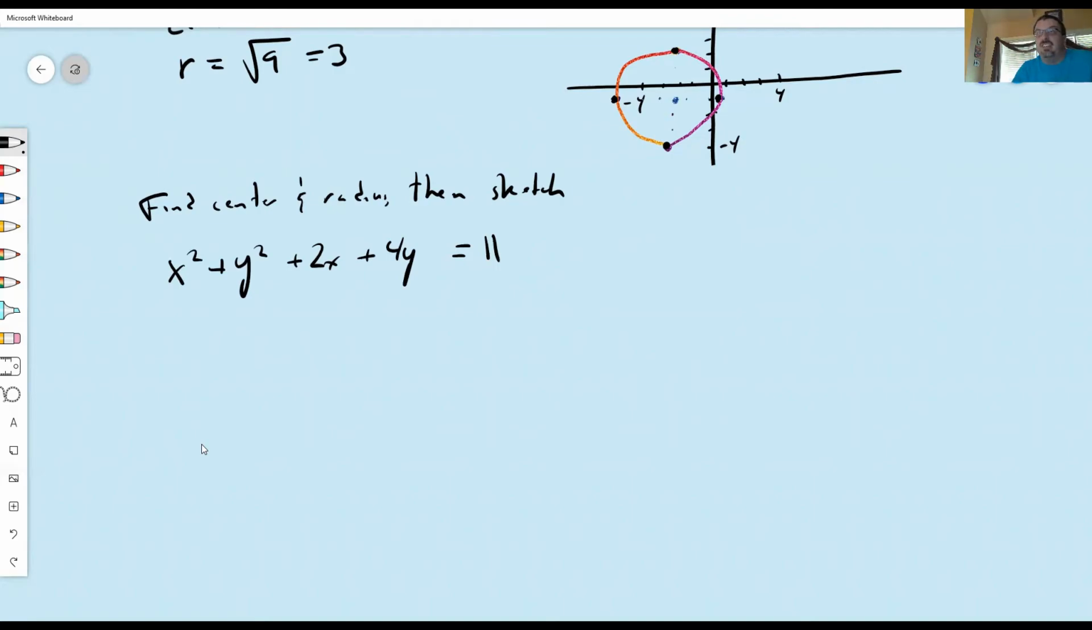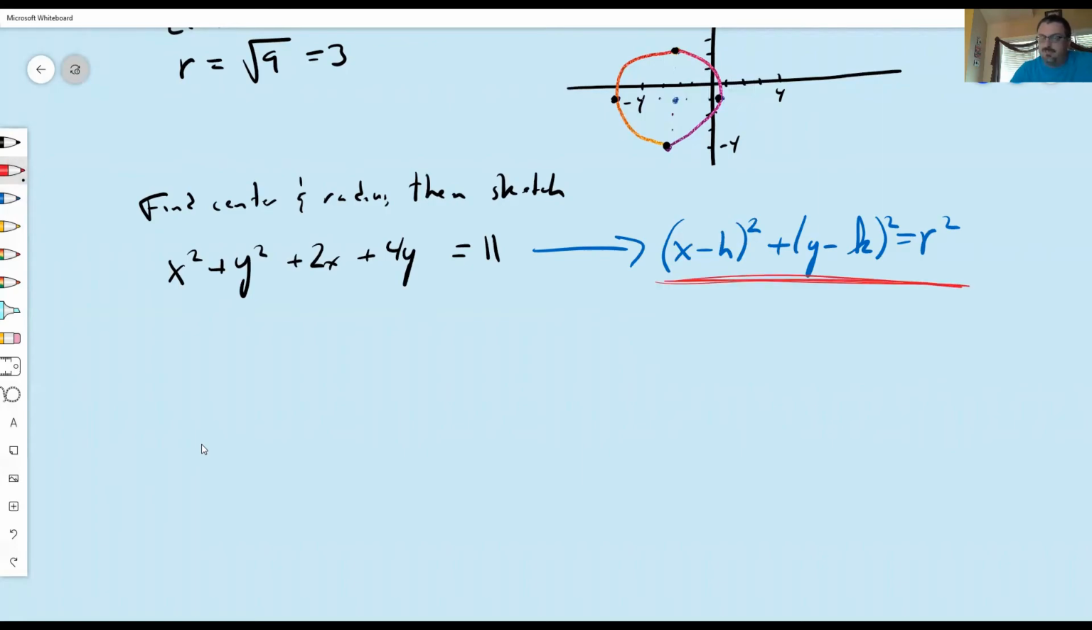So the thing about this is, this does not look like a circle, right? The standard form of a circle is (x minus h) squared plus (y minus k) squared equals r squared. That's not in this form. So what we have to do is put it into this form. And here's the key. (x minus h) squared is a perfect square. And since it's a perfect square, we need to create perfect squares. And to create perfect squares, we have to complete the square.